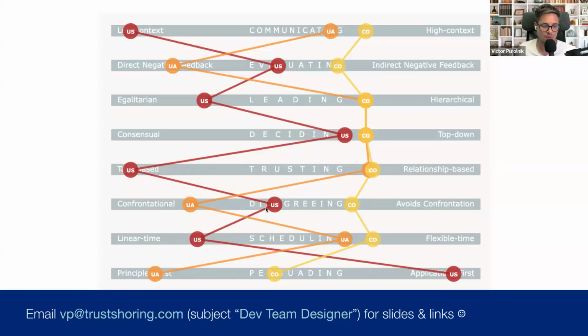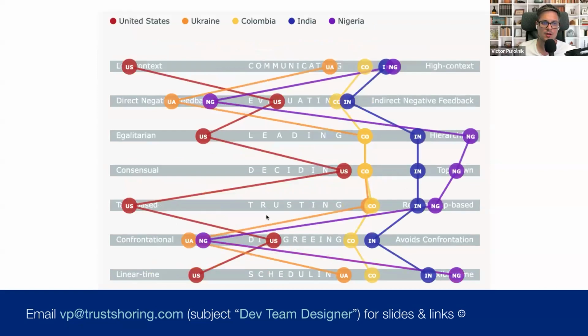And also whether you avoid confrontation or you go full on about what you like or dislike about something, and so on and so on. And here you just throw India and Nigeria into the mix, and you sort of see where you are. So this is just a few examples. A very interesting tool to go through. It costs just a few bucks. There's a book, very interesting if you work a lot with remote cultures.